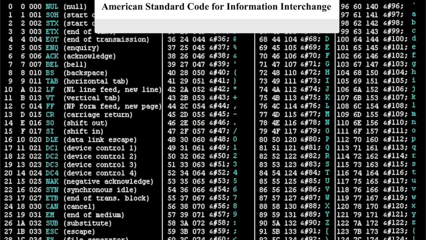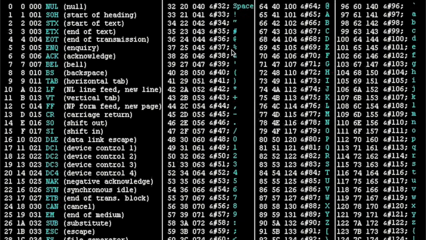Unit 1.2. So what we have here is an ASCII table. ASCII stands for American Standard Code for Information Interchange. The ASCII table is where we find the keyboard characters, CHR, and we're finding out what their corresponding value is.